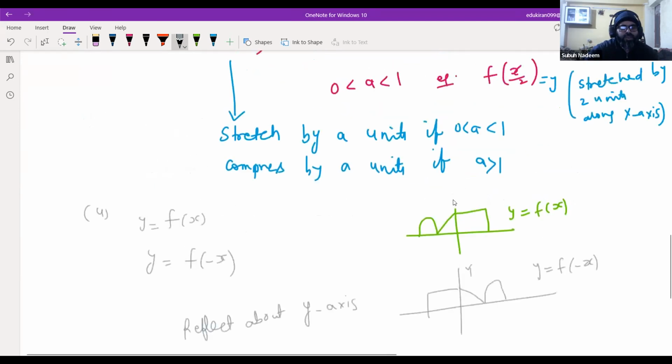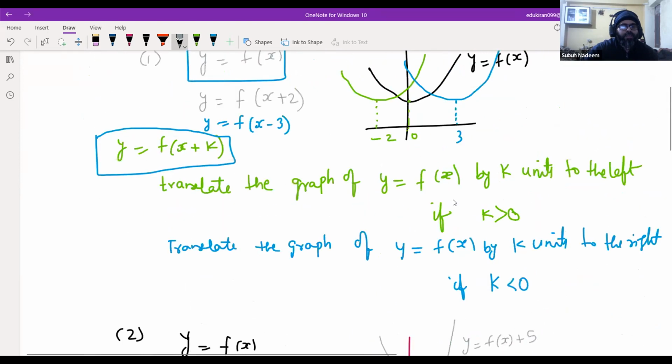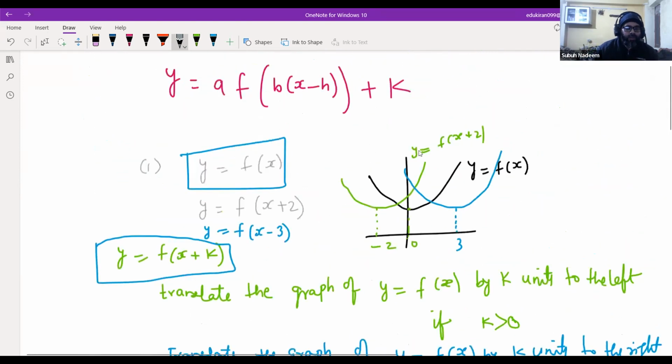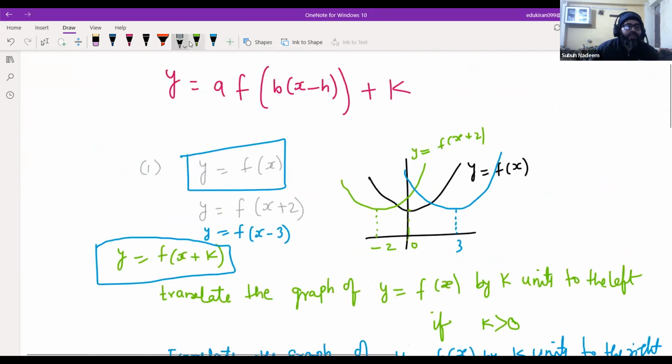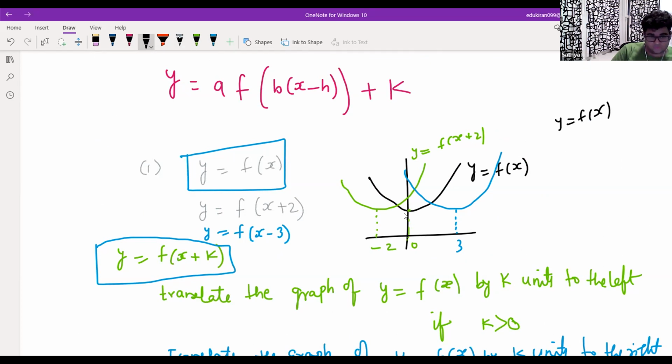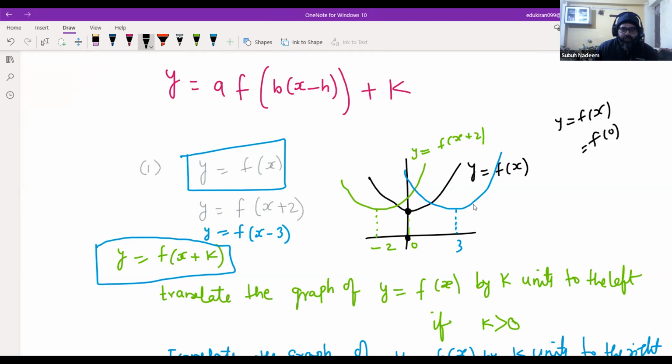Okay, so let us start from the first one. Just see here, I am telling you an easy way, not a complicated way. This y is equal to f of x graph, if you see the original black graph, this point was at x is equal to 0. f of 0 was giving you some value. Suppose this value was L. It was giving L.